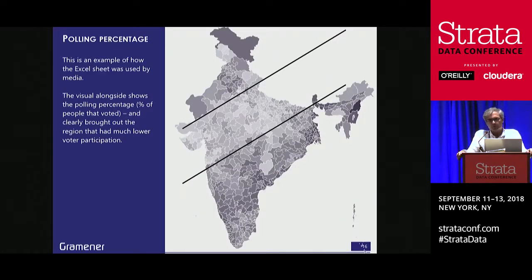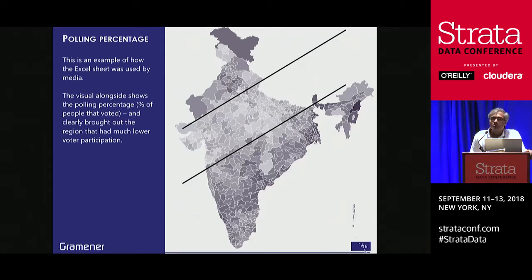This was one of the maps that appeared in a print publication a few weeks later, which showed the polling percentage across the country. Just take an Excel map, put in the polling percentages that are published by the Election Commission, fill it in Excel, copy the whole thing, put it into whatever color palette you want, and publish it. And it emerged that there was an entire belt in the country that was not really going out to vote, which was interesting.